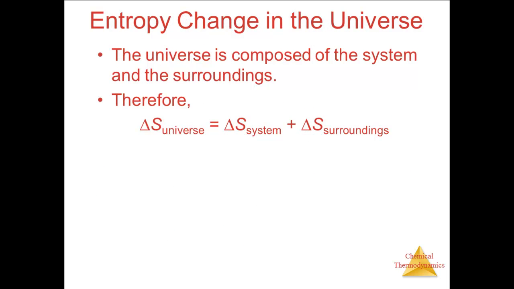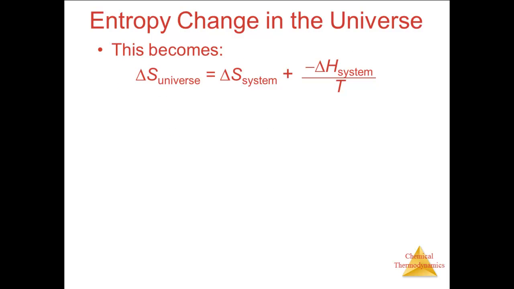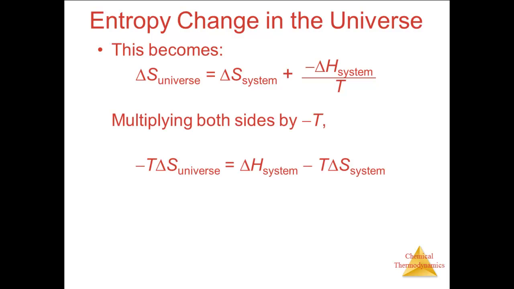Since the universe is composed of the system and the surroundings, delta S for the universe is equal to delta S for the system plus delta S for the surroundings. If we substitute the previous equality into this equation, we get delta S for the universe equals delta S for the system plus negative delta H for the system over T. If we multiply both sides by minus T, we get minus T delta S for the universe equals delta H for the system minus T delta S for the system.